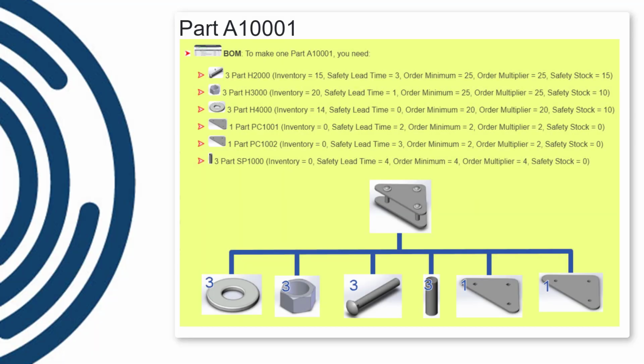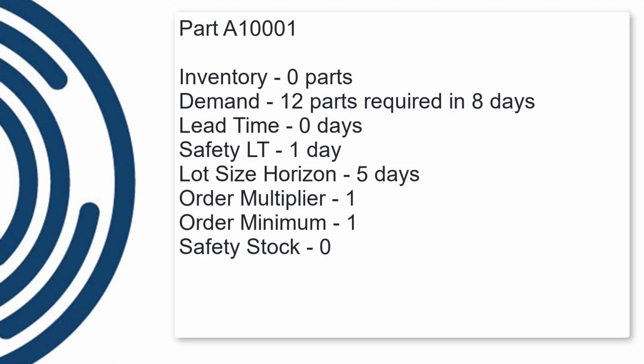Part A10001 has the following characteristics, all with the values as listed on screen. For Part A10001, there is 0 in inventory. The current demand is that there are 12 parts to be shipped in 8 days. The safety lead time says that to ensure there are no delays, orders should be ready for shipment 1 day ahead of the customer requested delivery date.